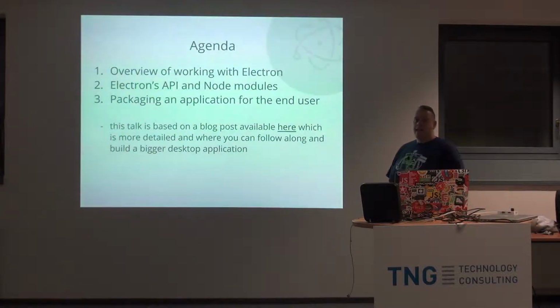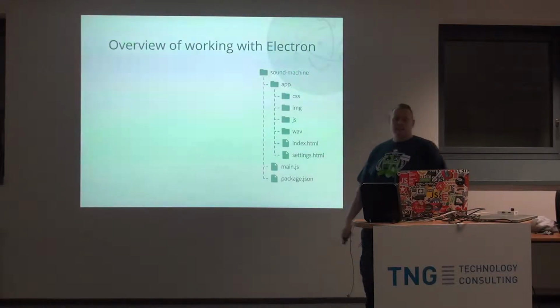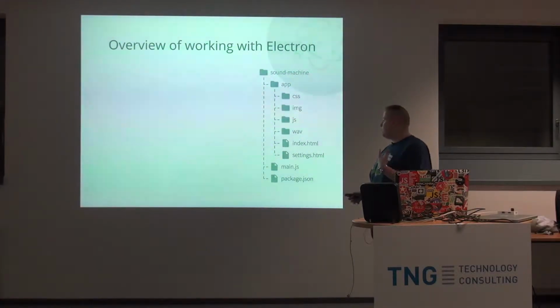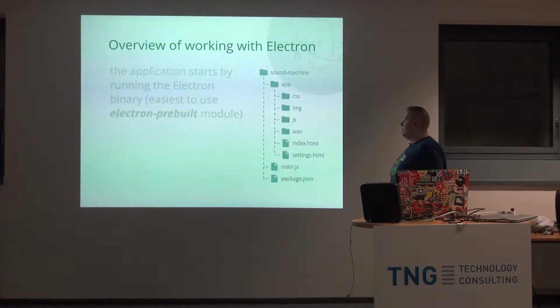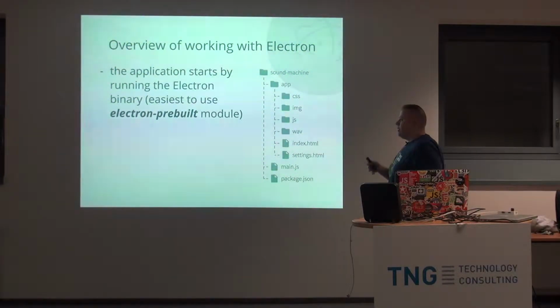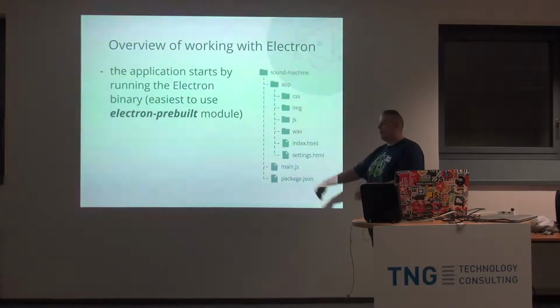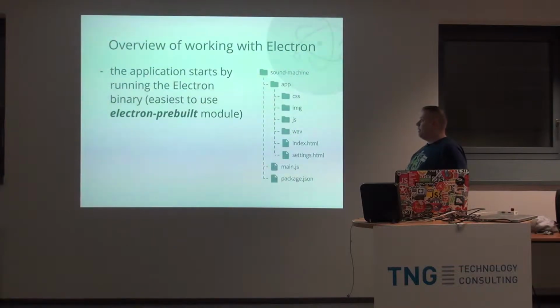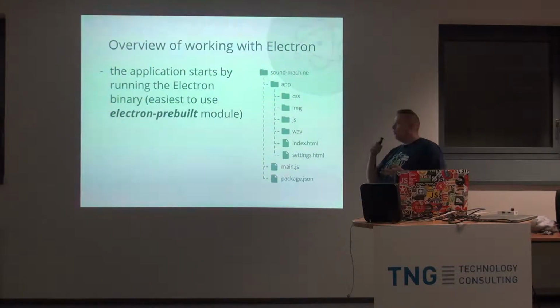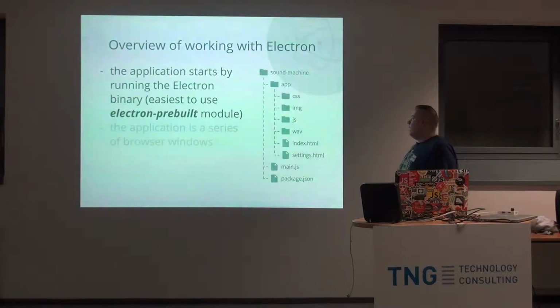So yeah, let's start with the overview. So a typical Electron app is going to be organized like this. You're going to have a main.js file with your app stashed somewhere else with your screens. Now, when I say screens, the application starts by running this Electron binary. You can download it and run it, or just use a package from npm, Electron prebuild, and it's going to give you for free for your platform and your CPU architecture.